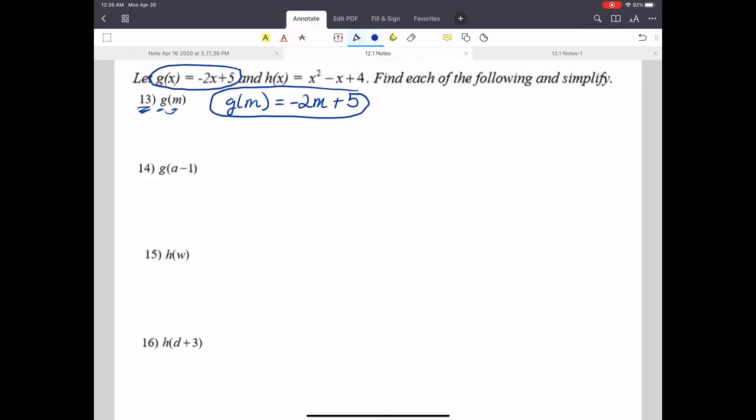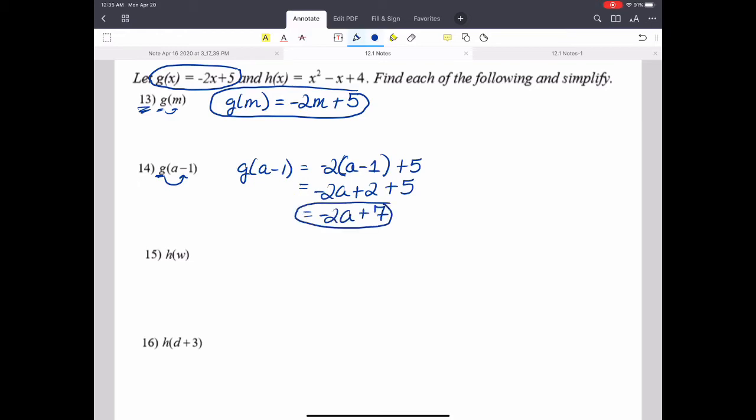For this one, we're going to take the g function and we're going to put in a minus 1 wherever we see an x. So the g function of a minus 1 is going to equal negative 2, instead of writing x, we're going to write a minus 1 in its place, plus 5. Now this can be simplified a little bit, so you get negative 2a plus 2 plus 5, and then you have a little bit with like terms.